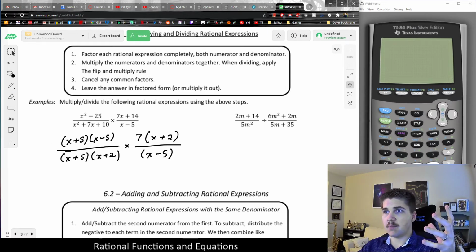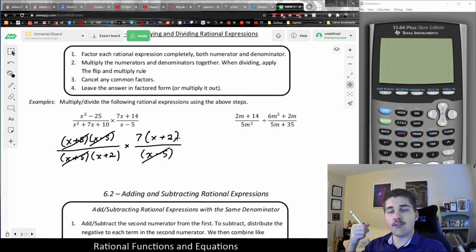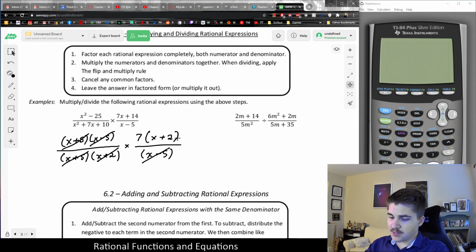Top times top, bottom times bottom, and what we get is a big long string of factorized polynomials on the top and the bottom. Since these are all just going to multiply together anyway, afterwards we're going to have some common factors, and that's the reason we're allowed to cross cancel. In this case, the x minus 5 is going to be a common factor in the end result. The x plus 5, we could have simplified to begin with from the first rational function. And also, x plus 2 is common.